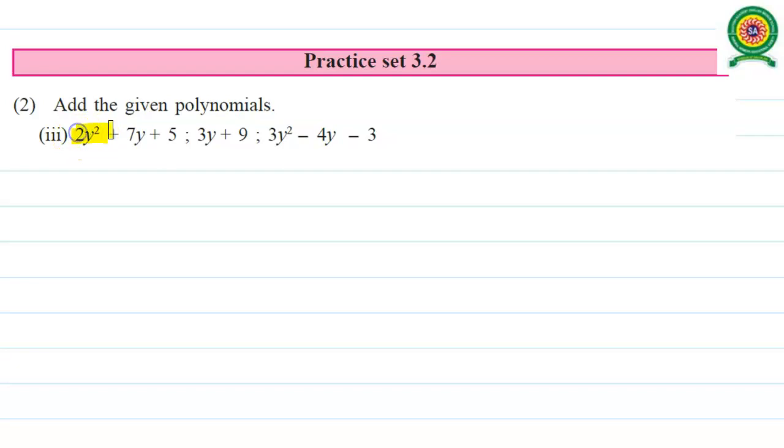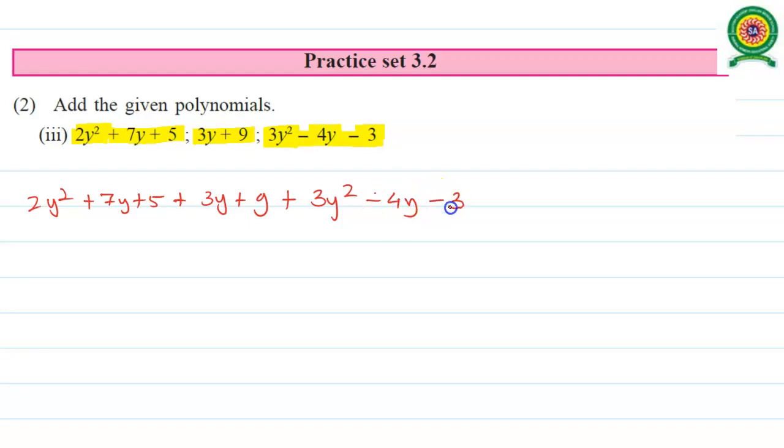The first polynomial is of the form 2y square plus 7y plus 5, then 3y plus 9, and next to it we have 3y square minus 4y minus 3. Now we have to add 2y square plus 7y plus 5, 3y plus 9, and 3y square minus 4y minus 3.